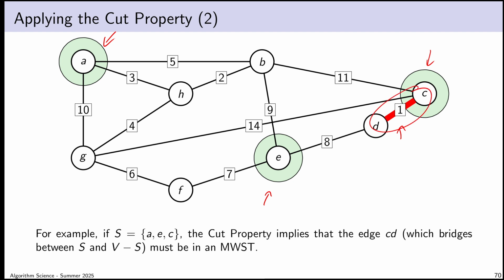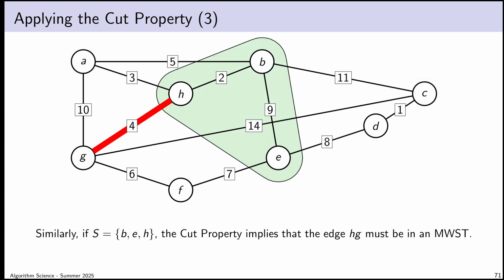Actually hold that thought, because one of the algorithms that we try involves looking at edges in ascending order of weight, on the grounds that basically the lowest weight edge in the graph is pretty much definitely going to be in the minimum weight spanning tree. And if all goes well, the highest weight edge in the graph ideally won't. If I were to set my set S to be B, E, and H, well, then the cut property tells me that edge HG must be in a minimum weight spanning tree.